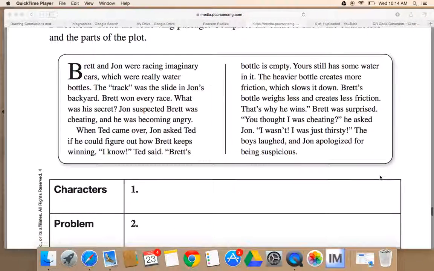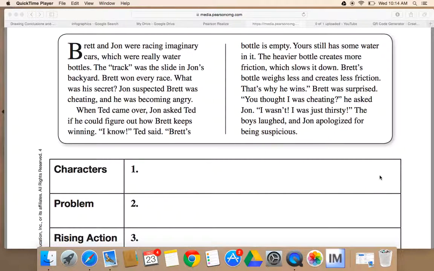So you're going to read the story about Brett and John, who are imagining that they are racing cars, but really they're water bottles, and one wins over the other one, and they try to figure out why that one keeps winning. We'll come to find out it has more water, or it doesn't have any water, so therefore it's faster than the one that does have the water.